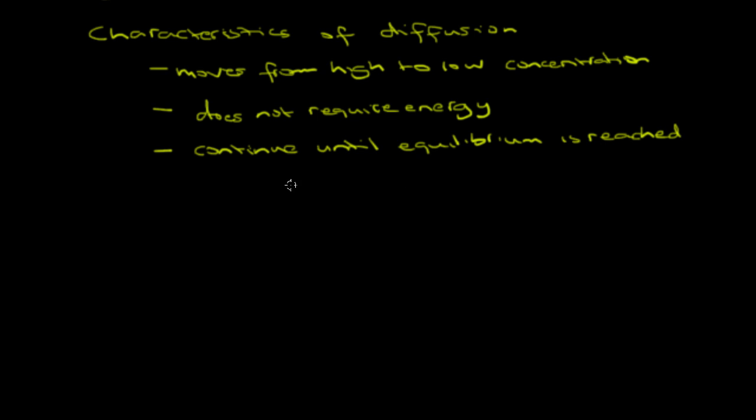It can occur rapidly over short distances, but it occurs more slowly over long distances, so it's proportional to the distance. So if you can imagine, if you put your sugar in the bottom of a very, very, very long, thin tube, compared to a very short tube, then the diffusion process would take longer in the long, thin tube than it would in the short, thin tube. So it's proportional to distance.